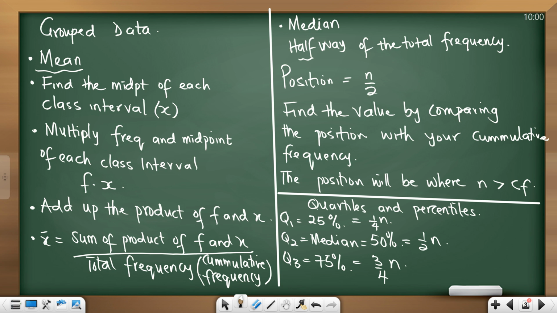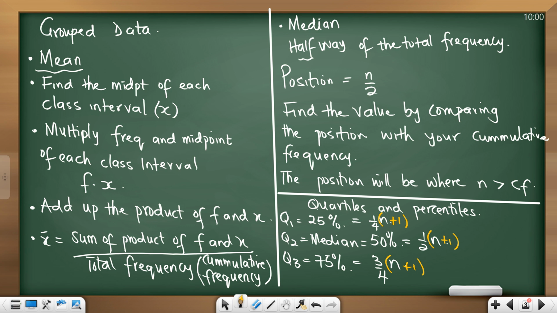So quartiles and percentiles. Like I'm saying, the n plus 1, let me write it in yellow. I'll show you that it would really not make much of a difference. All right. So let's quickly work on this question that we have.